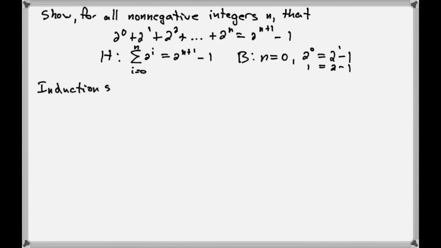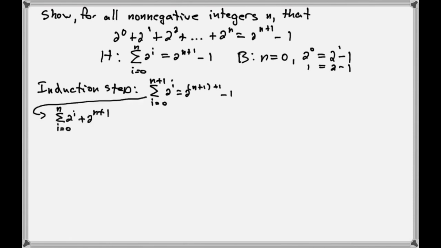Now let's try to do the induction step, which involves showing that if it's true for n, then it's also true for n plus 1. So once again, we simply replace all of our n's with n plus 1 and try to make the two sides clearly equal to each other. So what we're going to do is we'll start with this expression on the left. Same strategy we've used before. We're going to look to see if we can use our hypothesis to simplify any of this.